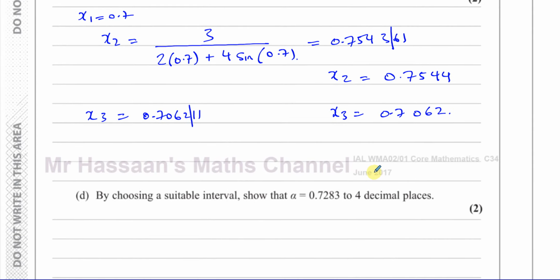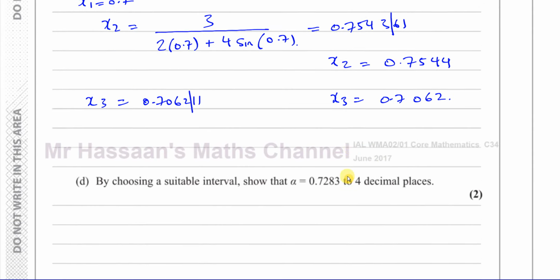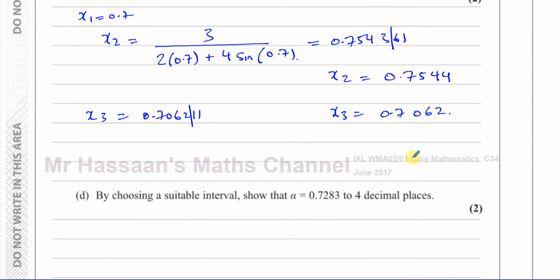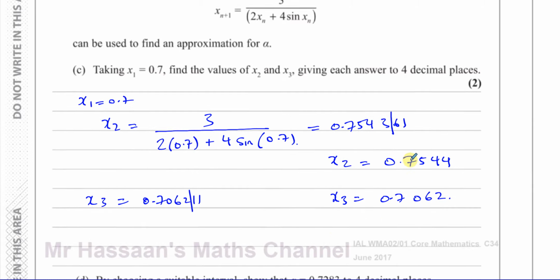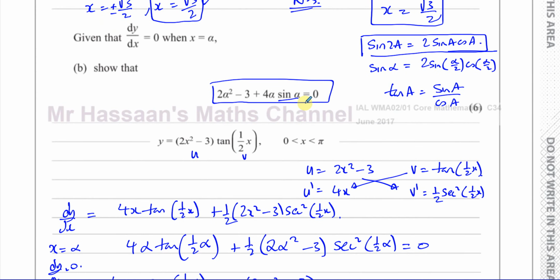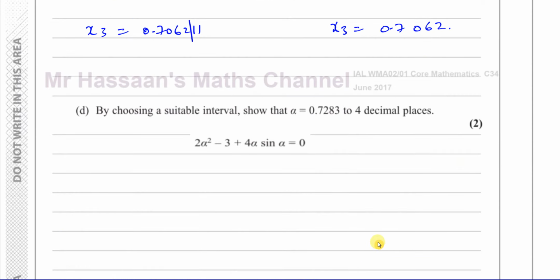That's fine. Then it says D, by choosing a suitable interval, show that alpha equals 0.7283 to 4 decimal places. Okay, so now what we have to do is go back to the original equation that we're solving. This is the original equation that we're solving. This is what we're finding. This is the value of alpha for which dy/dx equals 0. So this is the equation we're solving.